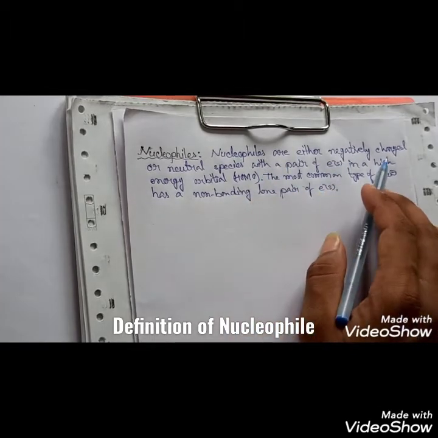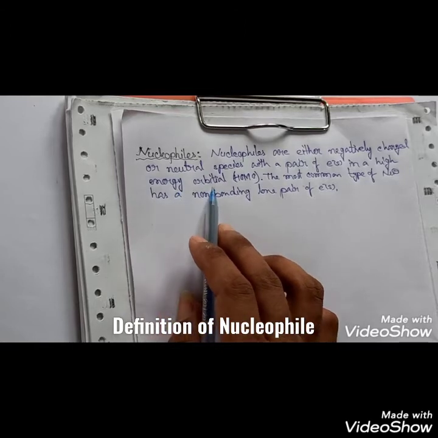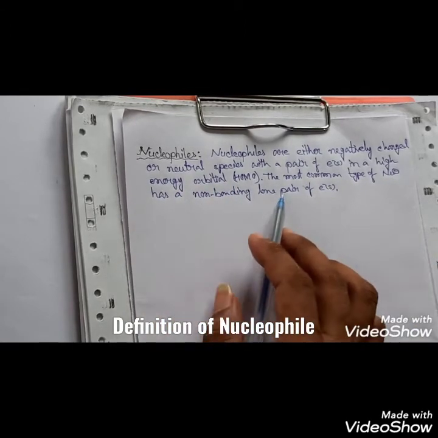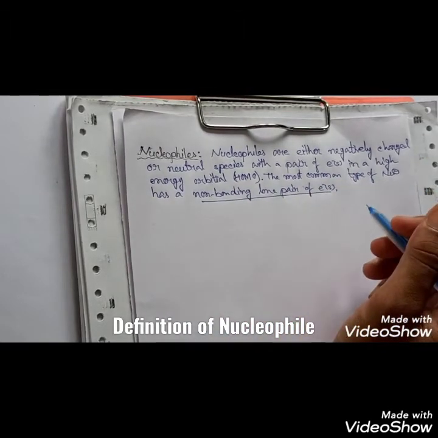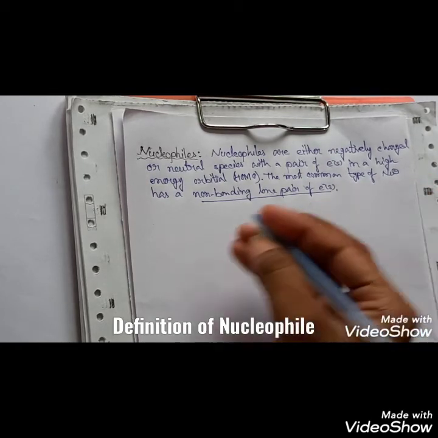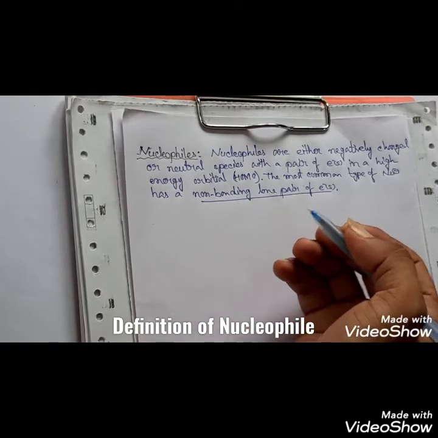Nucleophiles are either negatively charged or neutral species with a pair of electrons in a high energy orbital, which is HOMO. The most common type of nucleophile has a non-bonding lone pair of electrons. So there are different types of nucleophiles. So let's see the examples, or you have to know how to identify the nucleophiles.